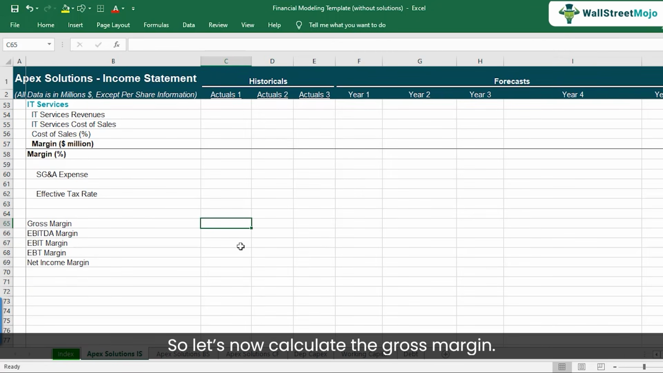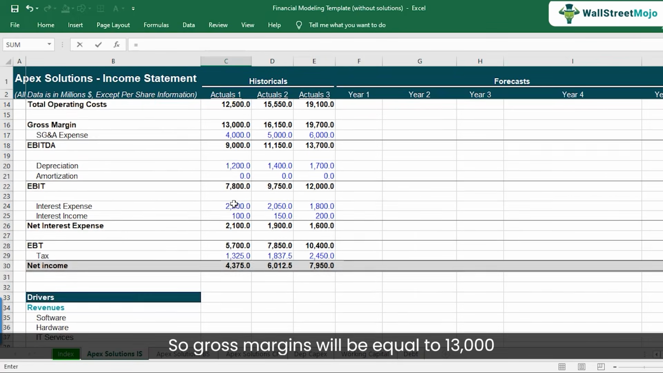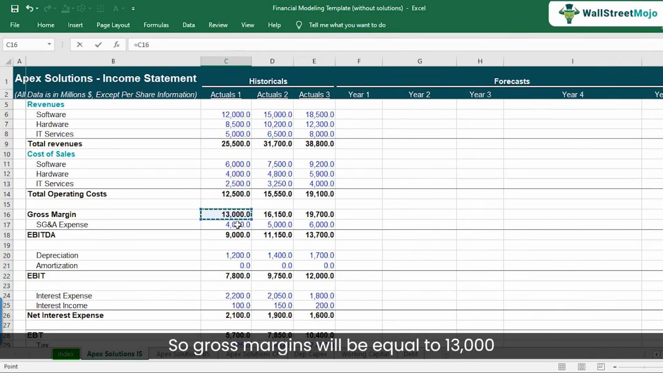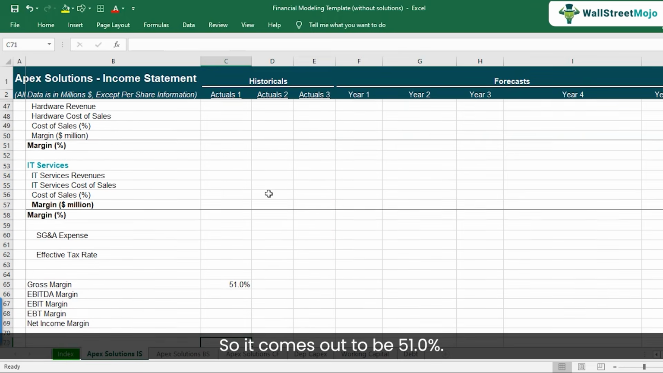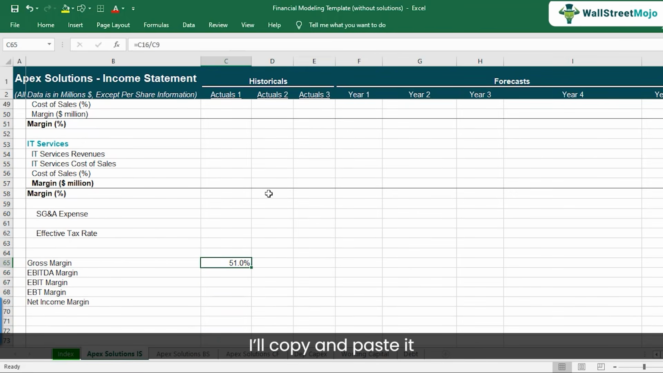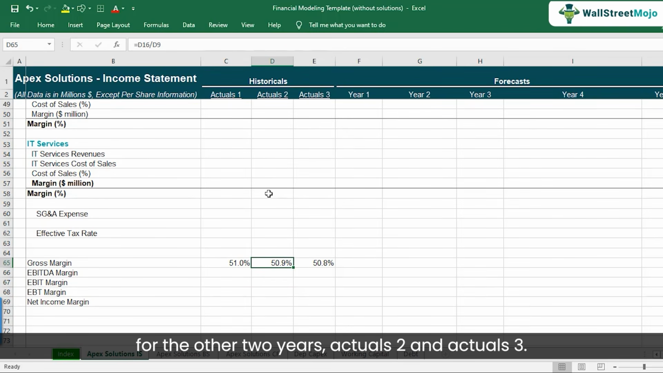So let's now calculate the gross margin. Gross margins will be equal to 13,000 divided by 25,500 for actual one. It comes out to be 51.0%. I'll copy and paste it for the other 2 years as well, and we see that it's 50.9 and 50.8% for actuals 2 and actuals 3.